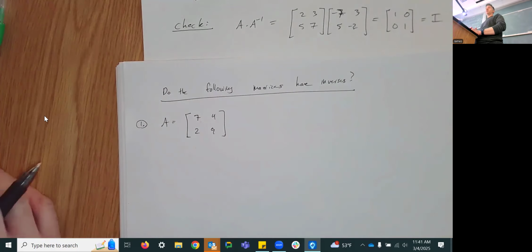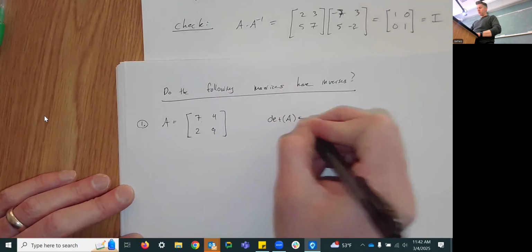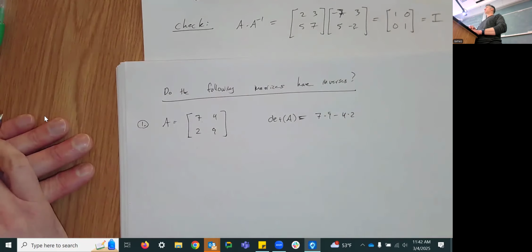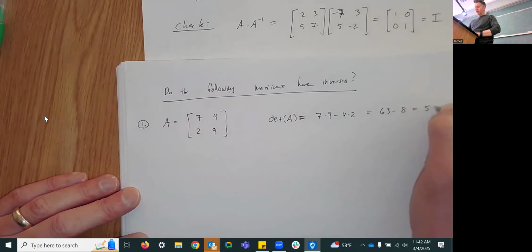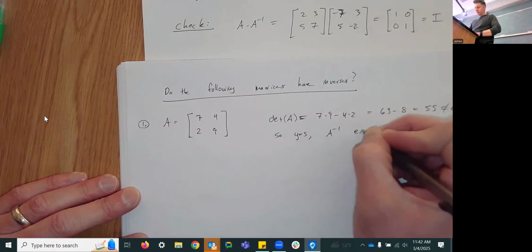If this was an exam question, I would point out it is not asking me to find the inverse. It is only asking me, does it have an inverse? And to have an inverse, what has to be true? It has to be square, and also the determinant is not 0. So let's find the determinant. Determinant of A is equal to 7 times 9 minus 4 times 2. If I was feeling really lazy, I would just write not equal to 0. But here I'm going to actually calculate it. That's 63 minus 8, which is 55, which is not equal to 0. So yes, A inverse exists.